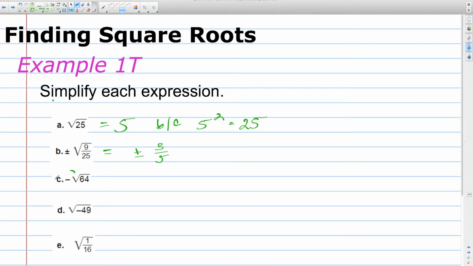In part C, what we're looking for is the negative square root. So we know our final answer is going to be negative. And what number squared gives us 64? That would be 8. So our final answer here is negative 8, or the opposite of 8.